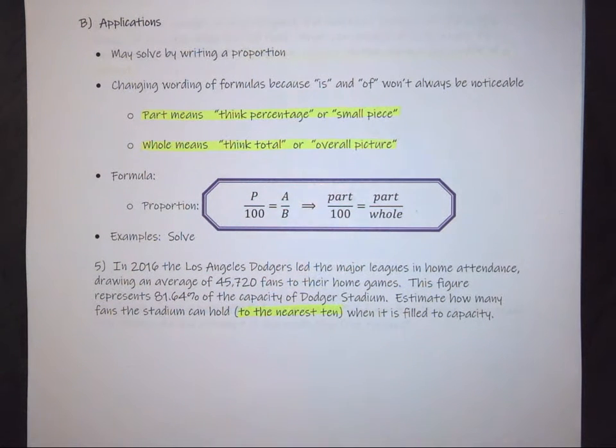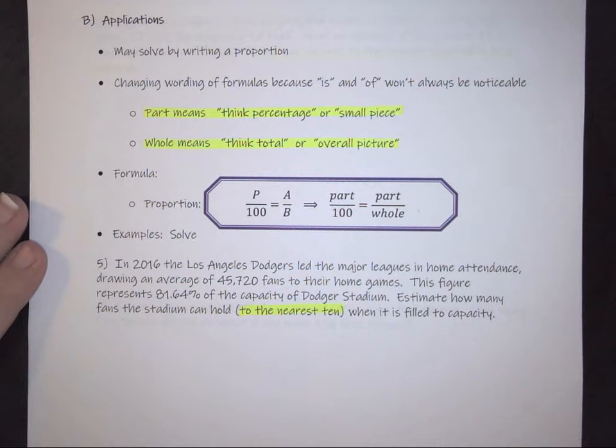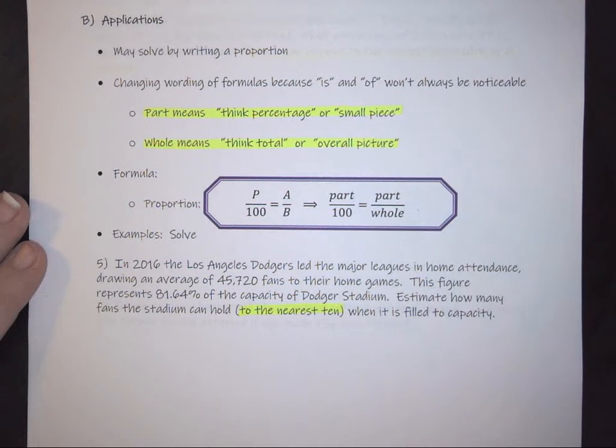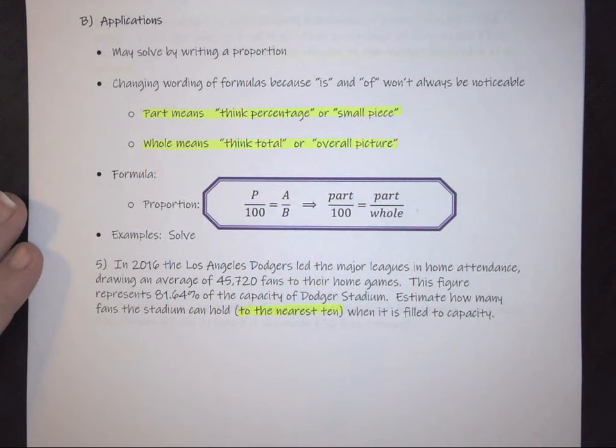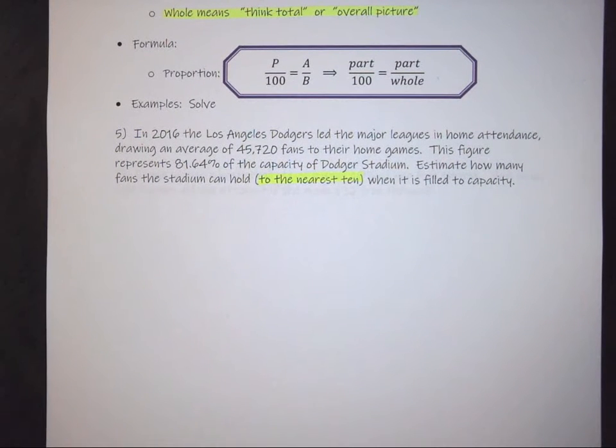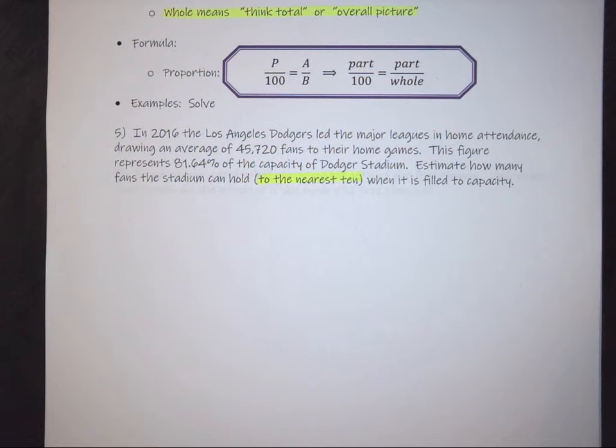Okay? And so what we have to do is read your problems, and from reading your problems, decide which is the part and which is the whole, and then from there you also have to look at what is missing. So we've got a couple examples that I want to do to show you different ways of attacking these problems where your missing variable is different pieces of the puzzle.